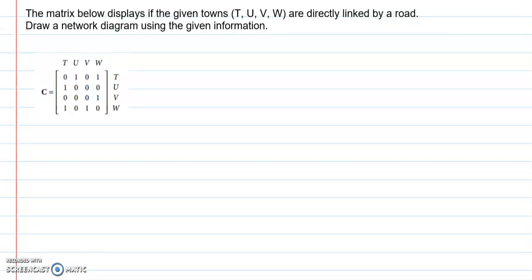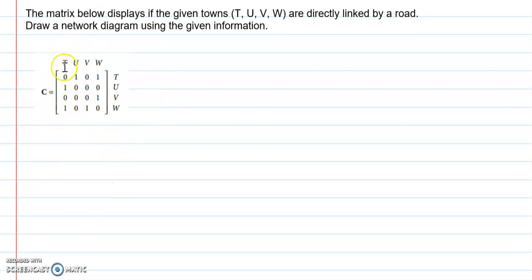Now, on the flip side, we could also draw a network diagram when a matrix is given. For this example, the matrix over there is given to show the direct routes between 4 towns, T, U, V, and W. What we need to do is draw a network diagram using that given information. Now let's interpret the matrix.